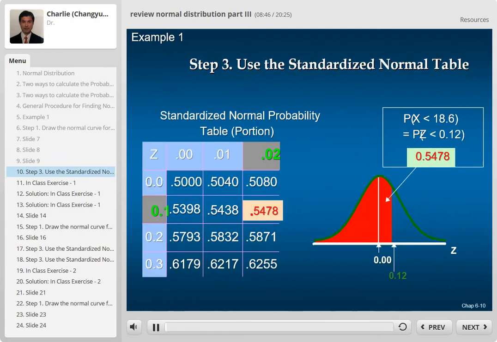Okay? Now, the probability of x smaller than 18.6 equals the probability of z smaller than 0.12. And it's easy for us to calculate z smaller than 0.12, right? So basically, we find 0.1 in the first column in the standardized normal distribution table. 0.1 here, 0.02 here, find the value, 0.5478. And that is the probability highlighted here, which is 0.5478. This value is also the value of the probability of x smaller than 18.6.